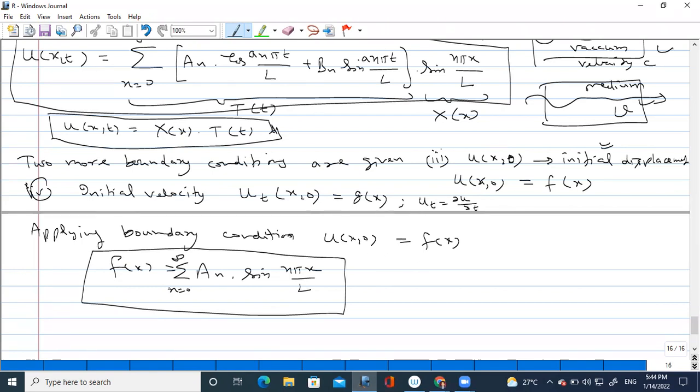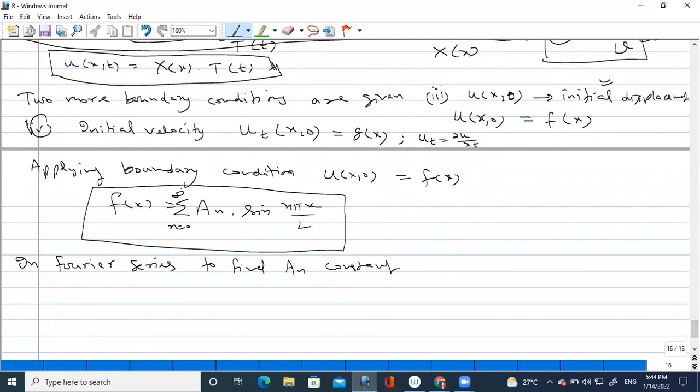So applying the boundary condition here, this you have got. Now in Fourier series, that series can be sine series, cos series. All are available in Fourier series. To find the an constant, there is a trick. What we do, you multiply both sides of this equation with this term. This term is sine n pi x by L.